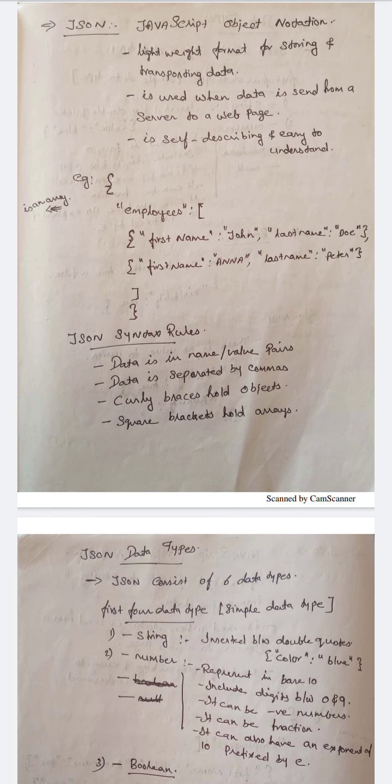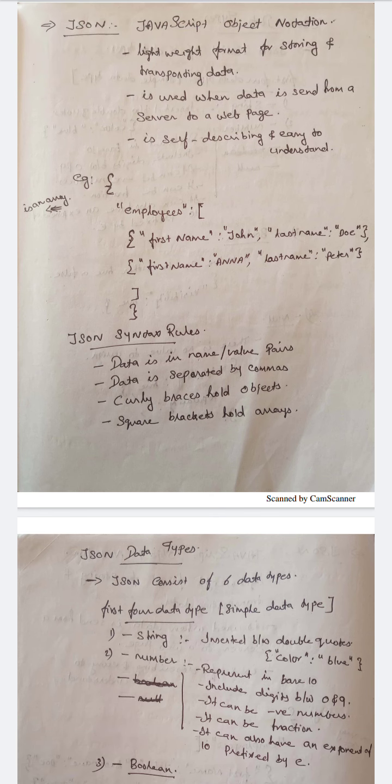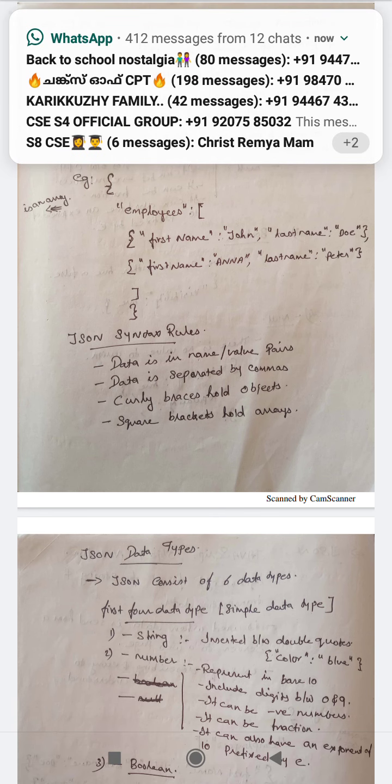The second rule is that data is separated by comma. You have seen that in the first array, first name colon John, comma, last name colon Doe. These are two name value pairs. The first is first name John, and the second is last name Doe, separated by a comma. You can give more key value pairs, but they should be separated by commas.